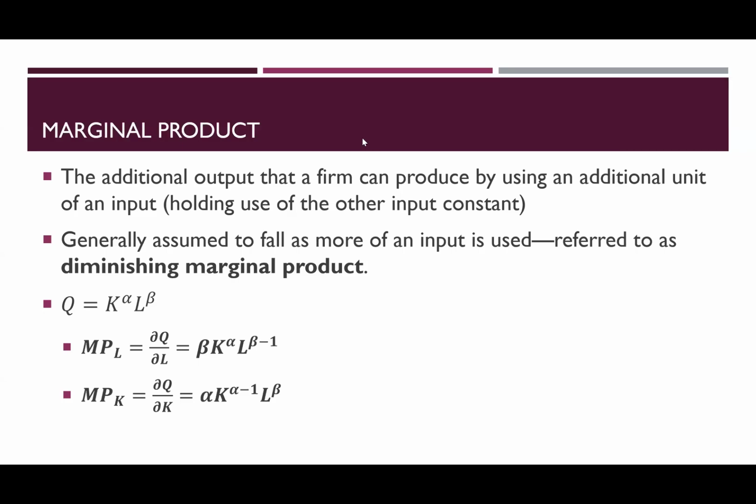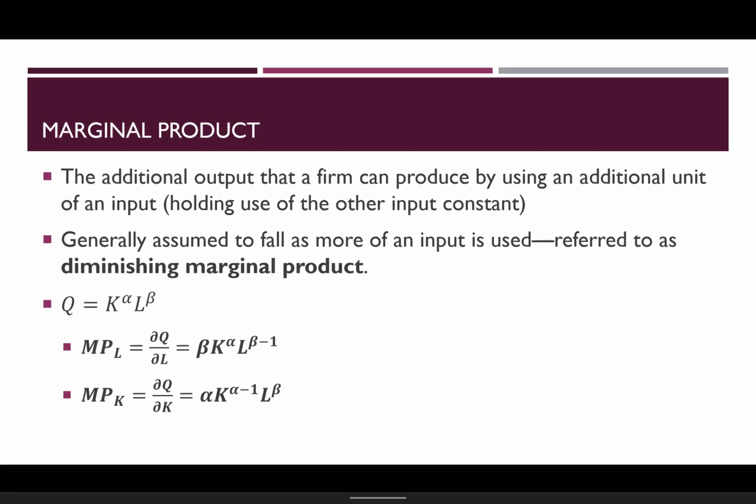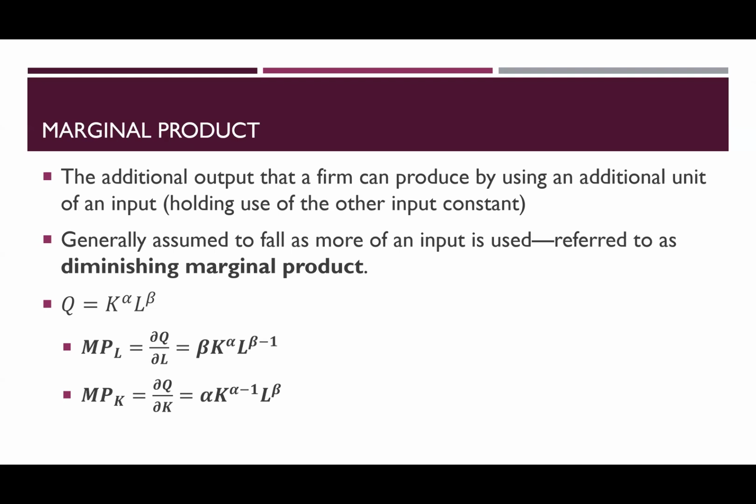Now we're going to turn to marginal product. This is probably the top concept we're going to cover in this chapter. It's what underlies cost minimization, which we'll do towards the end of the lecture. And it's what ultimately underlies economic thinking of producers, right?